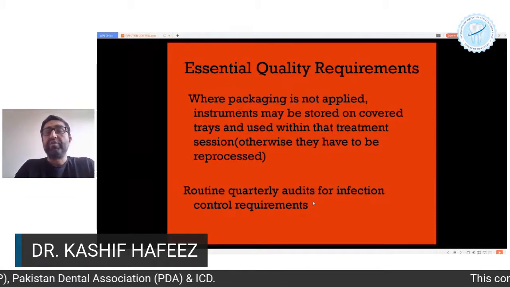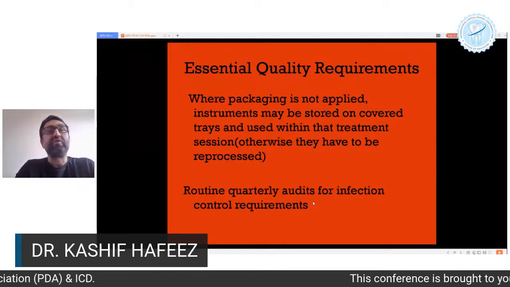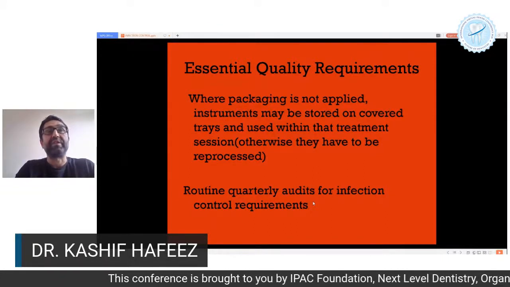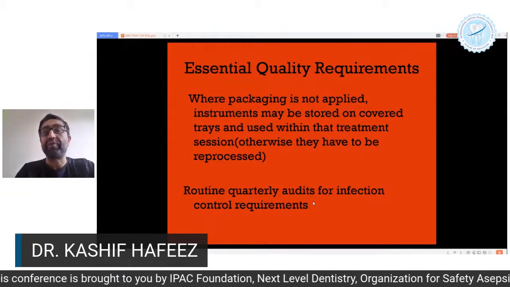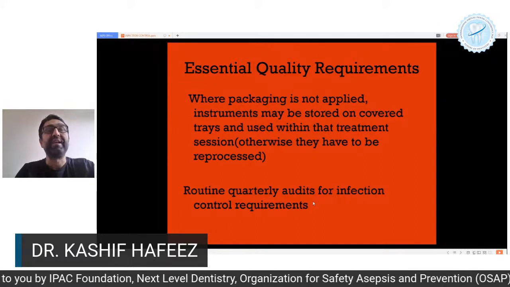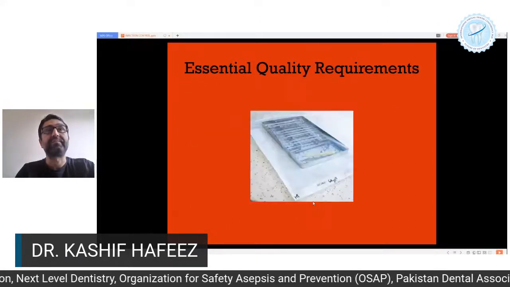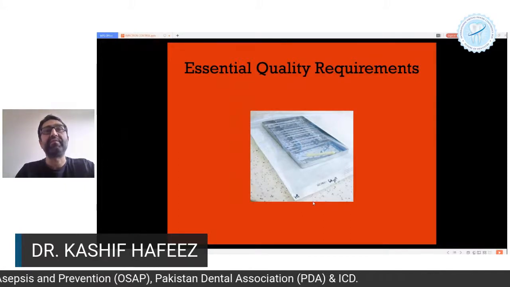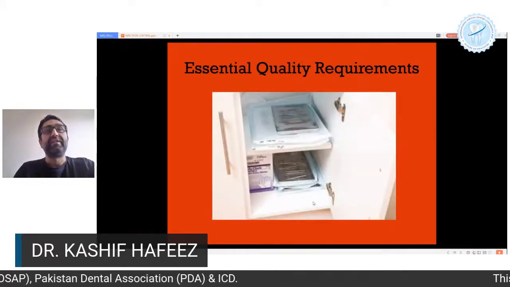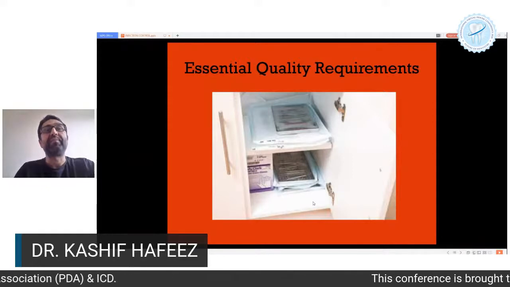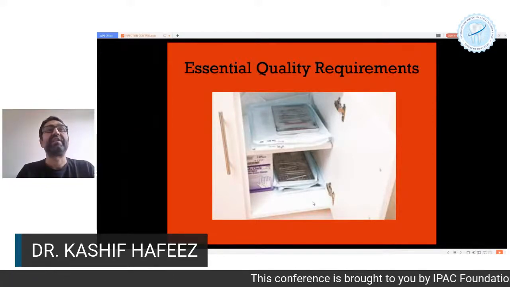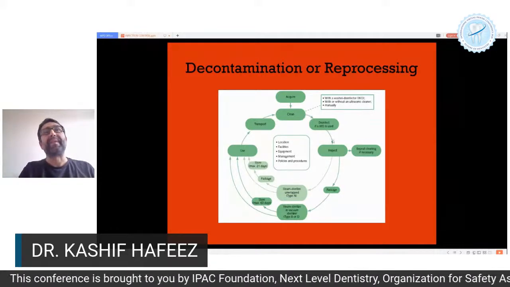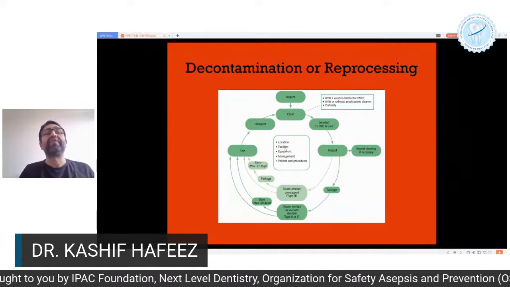So you need to decide whether you're going to pack the instruments or not. If you're going to pack, how long they're going to be stored for, and what is your protocol for the flow of instruments? Quarterly audits are essential. This is the picture of storage of instruments. You guys must be familiar with that. They should be stored away from splatter, free from aerosol, and safe from aerosol. This is the flow of instruments.